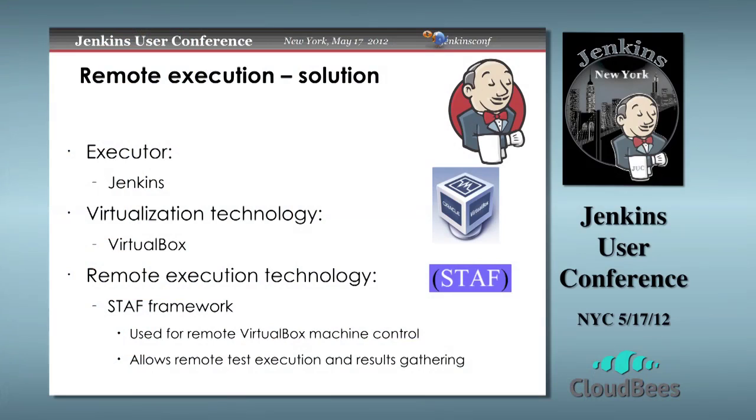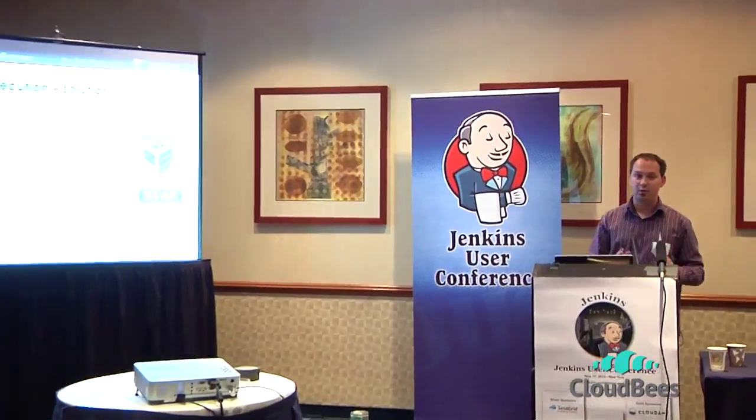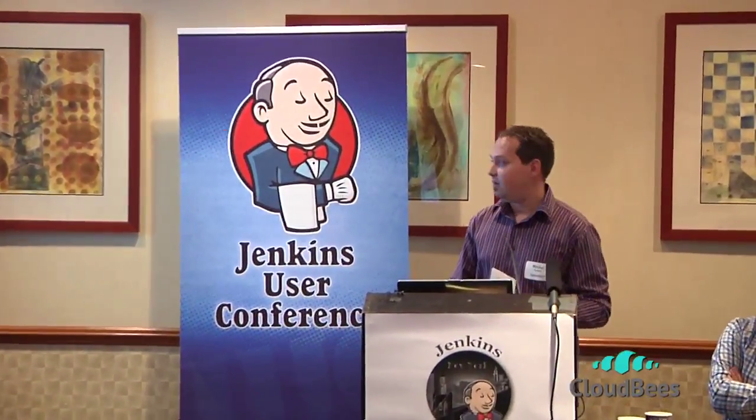If you look at a solution for remote execution in general, it looks like this: the executor of everything is Jenkins. It manages the build triggering, running tests, and gathering results. As a virtualization solution, we have chosen VirtualBox because we have good experience with VirtualBox from our previous company, and it fits perfectly for our situation. And for the remote execution part, we have chosen the STAF framework.